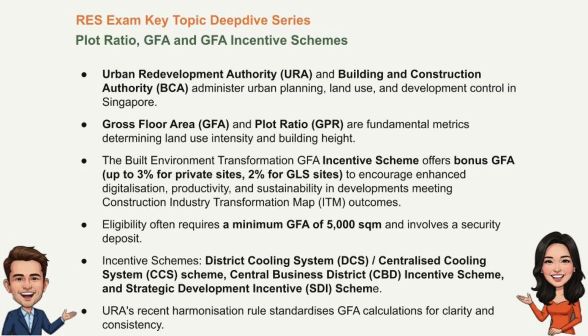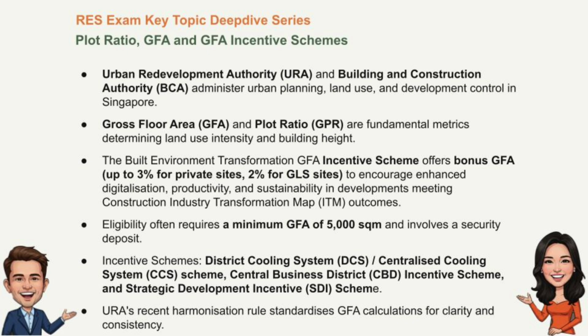3.2. Built Environment Transformation. BE Transformation. GFA Incentive Scheme. All right, let's dive into one of these specific carrots, the Built Environment Transformation GFA Incentive Scheme. The name itself sounds pretty ambitious, transforming how we build. It really is ambitious. This scheme is all about pushing the construction industry forward. Its main objective is to encourage developers to adopt higher standards based on the Construction Industry Transformation Map, the ITM.